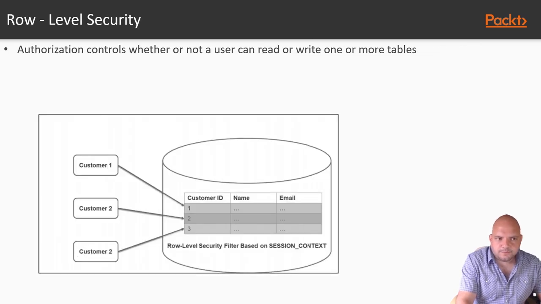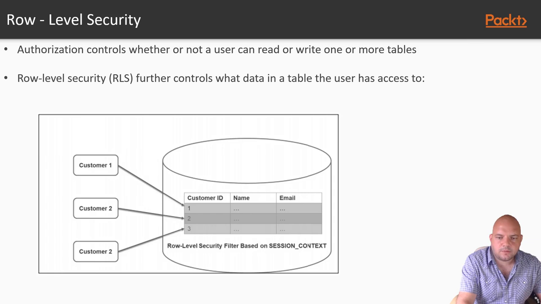Row-level security. This authorization controls whether or not a user can read or write to one or more tables. Row-level security further controls what data in a table the user has access to. So let's say we have customers in a database and we want users to access only those rows in a table which belong to them. In the example here, customer 1 should only have access to rows with customer ID 1, and customer 2 should only have access to rows with customer ID 2, and so on. This is where row-level security comes in.